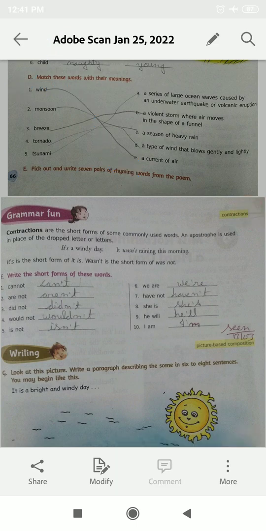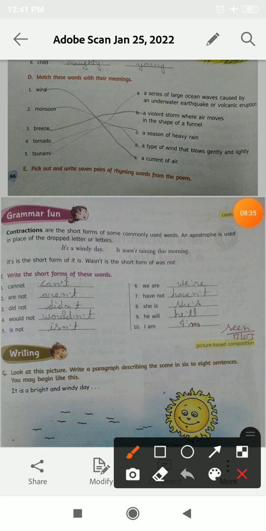Now next number, that is number 2, and here the second word is monsoon. Second word is monsoon. Okay, and you have to match it with option C, that is a season of heavy rain. So students, you have to match number 2 with option C, that is a season of heavy rain.